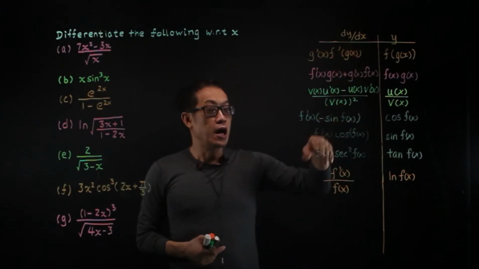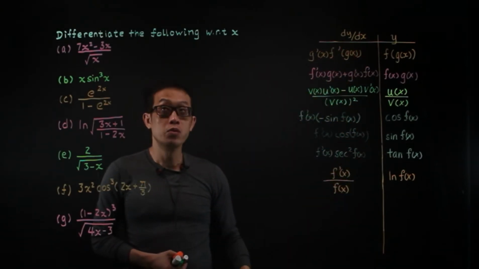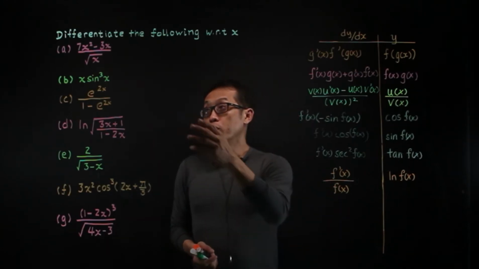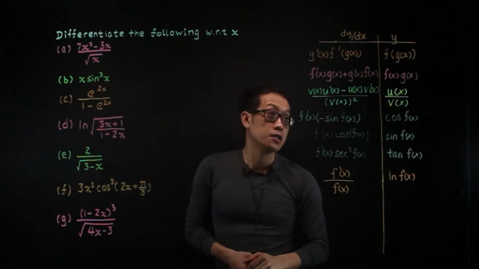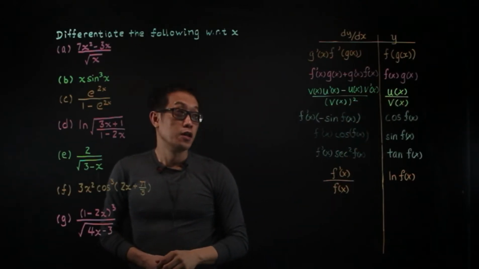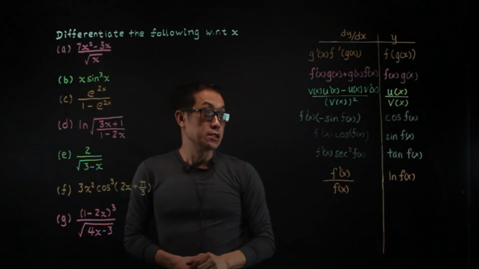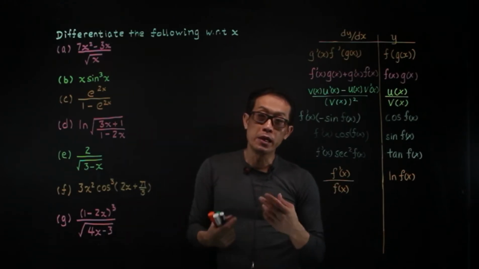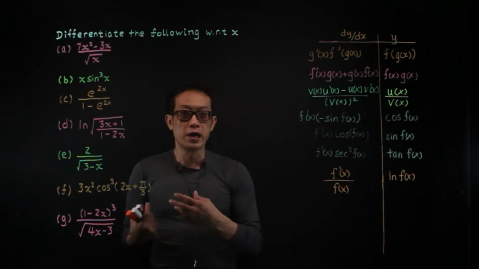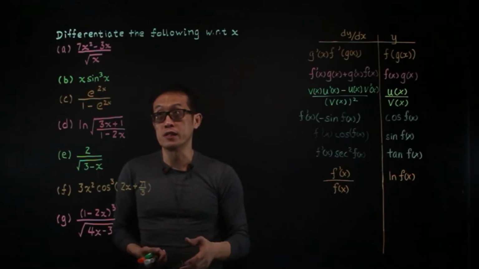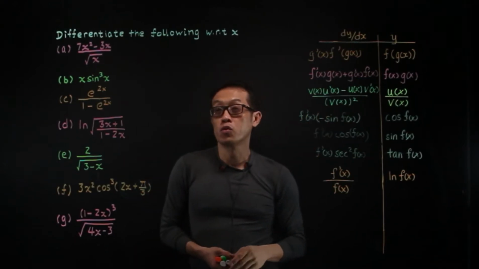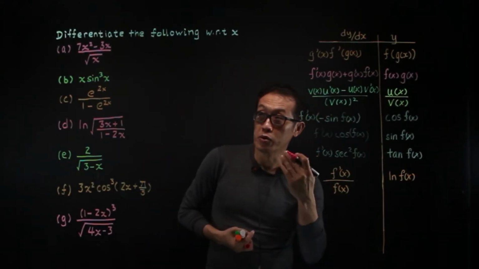I have briefly run through the various rules with you. Now let's start off with question A. How do we differentiate this function here? Some of you might think that we will use the quotient rule because it's something divided by something. Let me remind you that we try to avoid the quotient and product rules unless we find that it is very tedious or we have no choice. In this case, it is easier if we don't use the quotient rule.